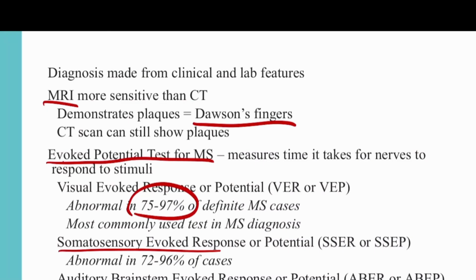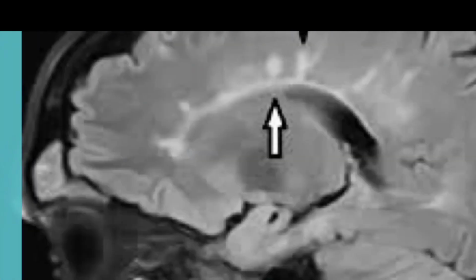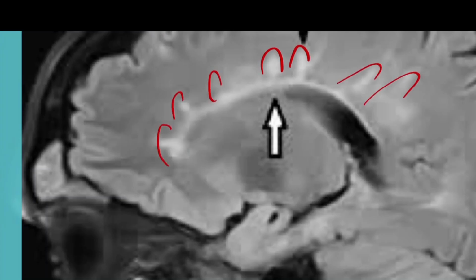When demyelination occurs, the velocity through these nerves is not going to be as fast and as strong as it should be, so anything downstream of that will become weak. So these are those Dawson's fingers, all these little things right here. Okay, that's Dawson's fingers. Obviously, you can only see it on imaging.